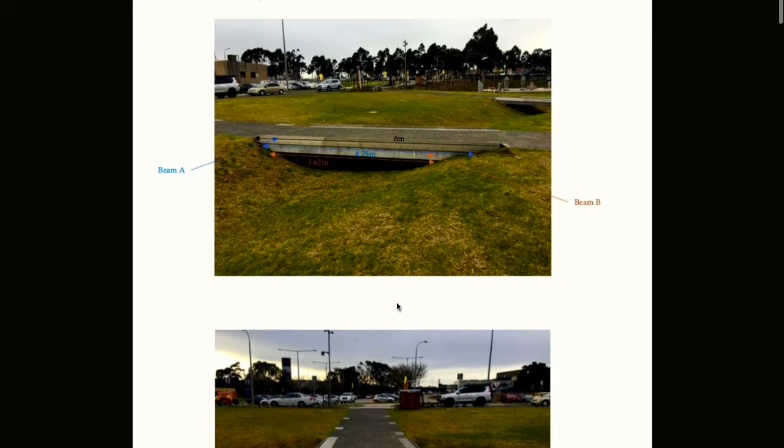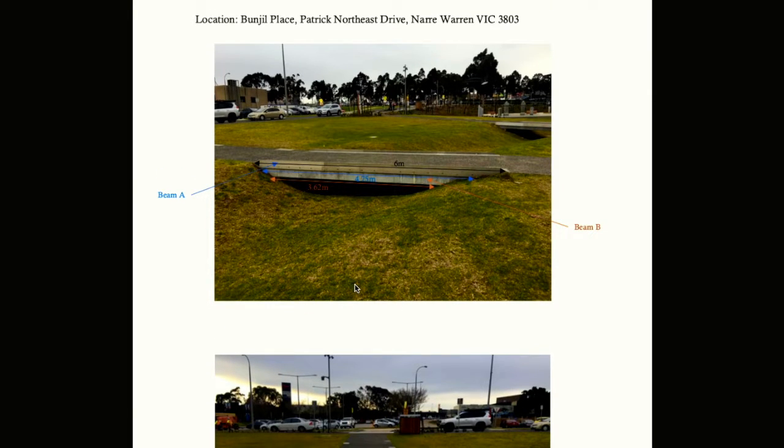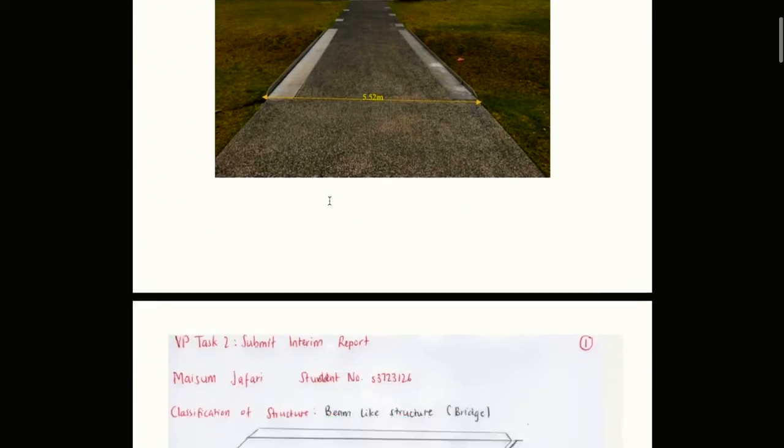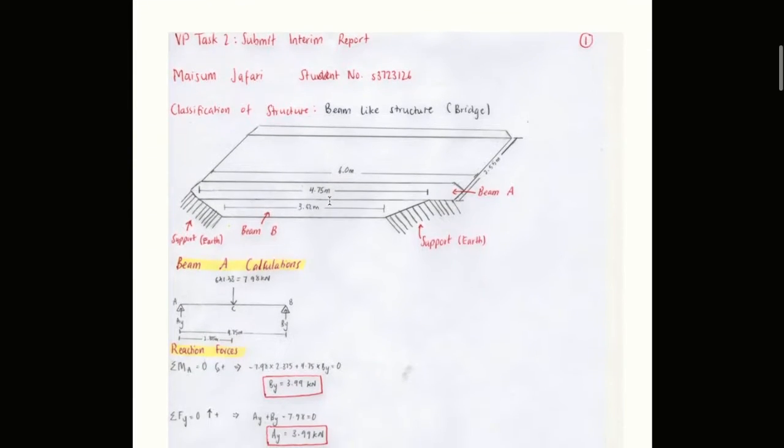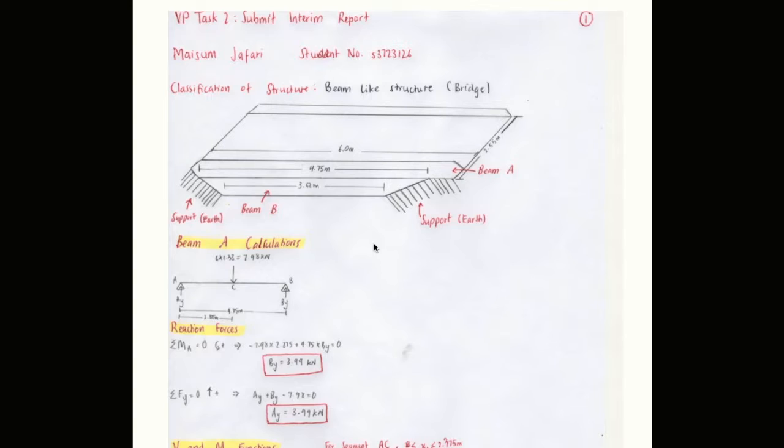As a requirement for VP Task 2, we were required to break the structure into 2 different beams with different lengths and loads. Beam A is 4.75 meters in length, while beam B is 3.62 meters long. Our first task was to calculate and graph the shear force diagrams and bending moment diagrams for each beam.